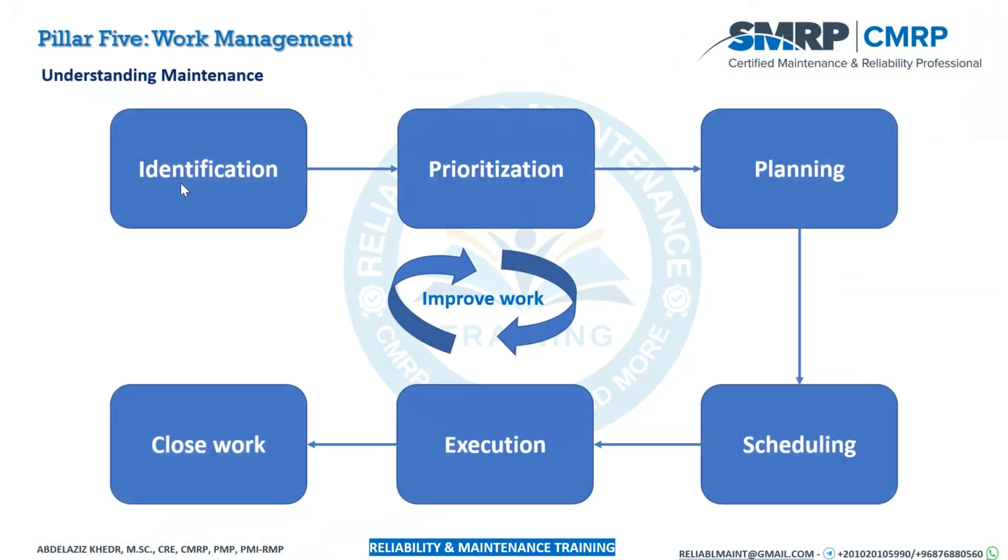Also, we have a very important process for managing our maintenance activity. We should first do identification, then we make prioritization. After that, we make planning and scheduling and execution for our work, then closing. After that, we improve the performance of our work.